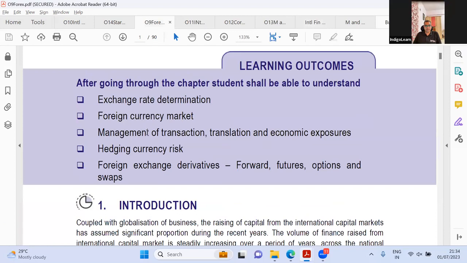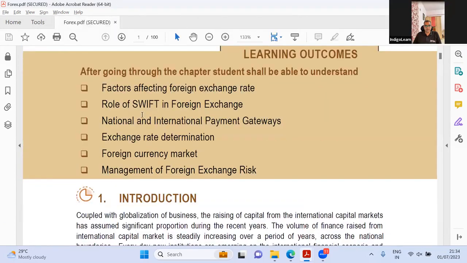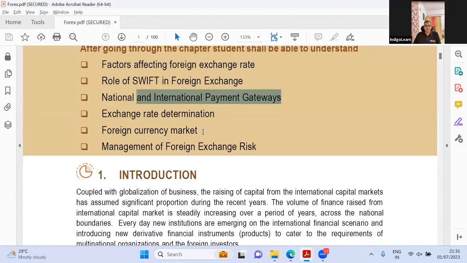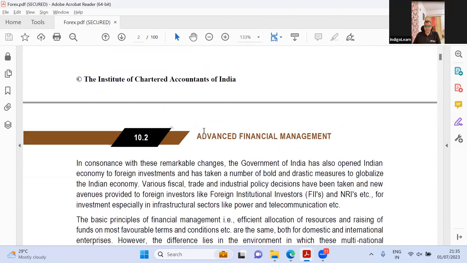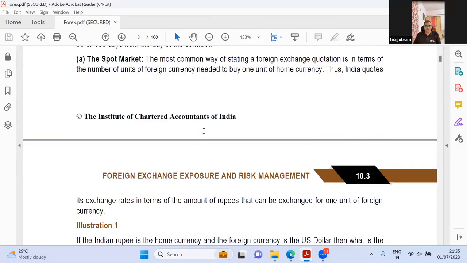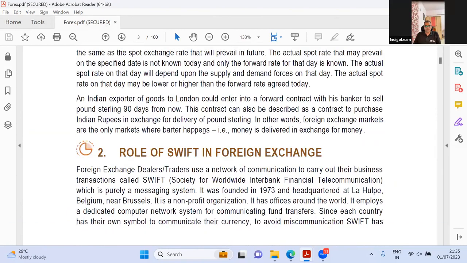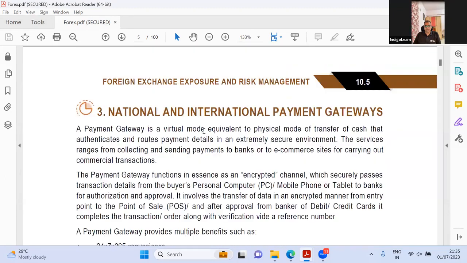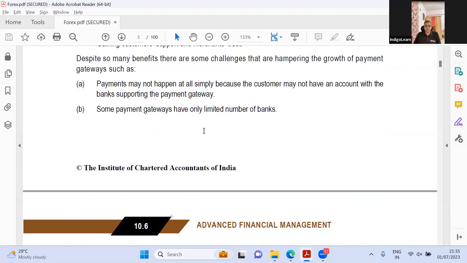Exchange rate determination, foreign currency market, hedging risk, foreign exchange forwards, futures, exchange rate management of foreign exchange, role of SWIFT. So they've added some, and national international payment gateways. Okay, this is interesting. Factors affecting, no, they've not done. I think they've added some theory here as well. It doesn't look as if they've gone too deep. This is role of SWIFT. Okay, role of SWIFT is something new. National international payment gateways is new.